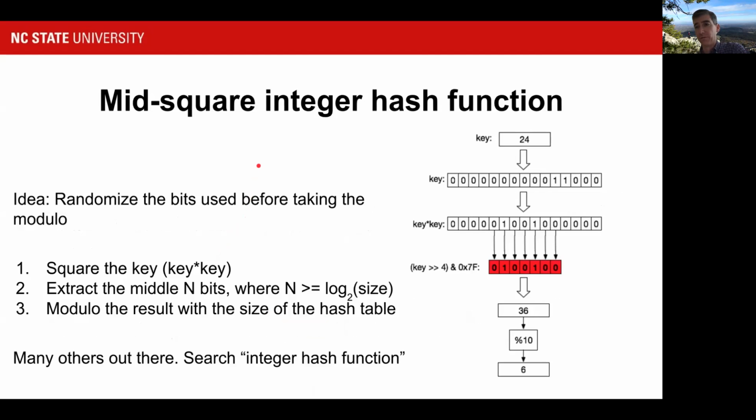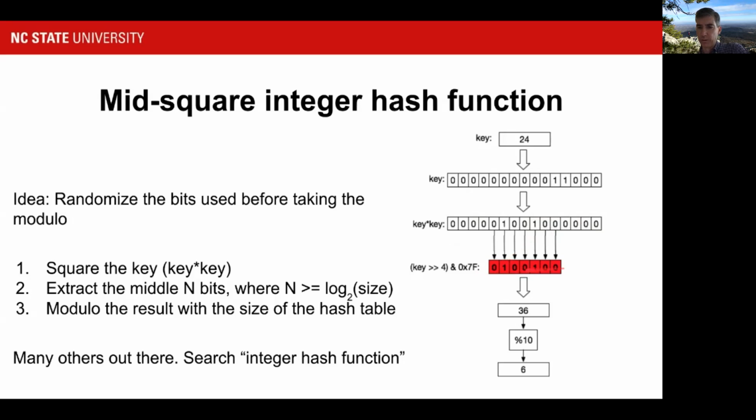So we can come up with a more sophisticated function for scrambling integers into a random set of values. One such hash function is called the mid-square integer hash function. The idea is that rather than just taking the whole integer value and modding it, we scramble the bits a little bit. First we take the key; here I'm showing you 24 converted into binary. Then we multiply the key times itself, which produces a new bit pattern. Then we pull out some of the middle bits from that number, rather than taking all the bits.